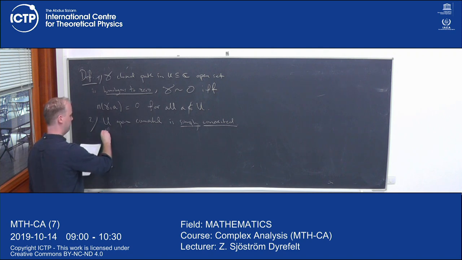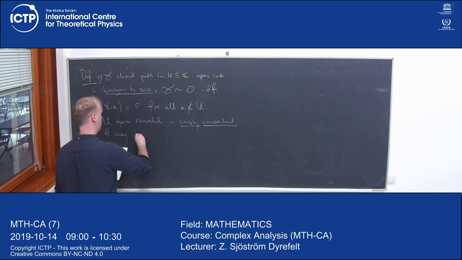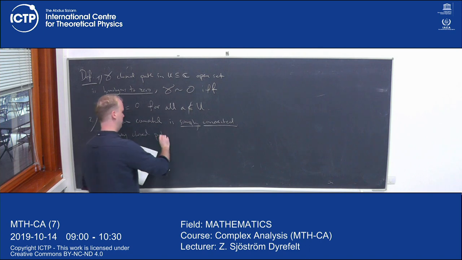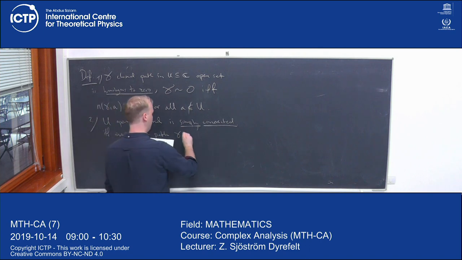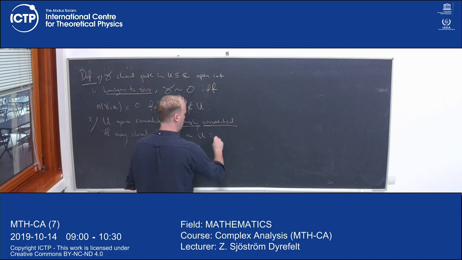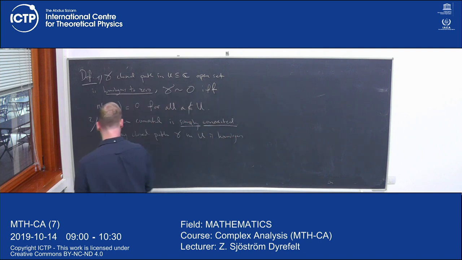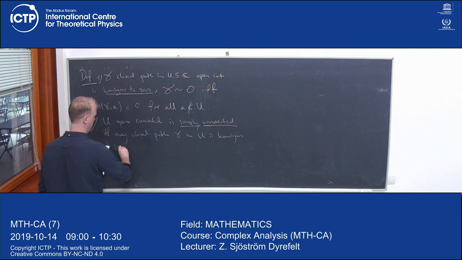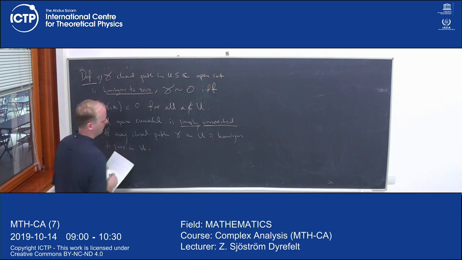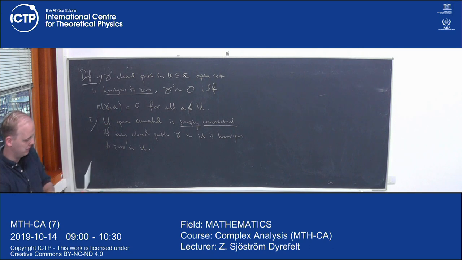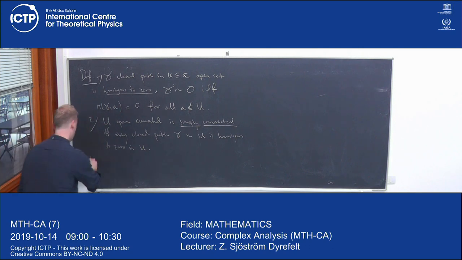So, if and only if every closed path gamma in U is homologous to zero in U. So this is what it means to be simply connected. Example.